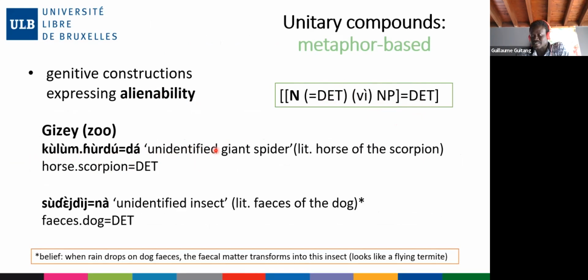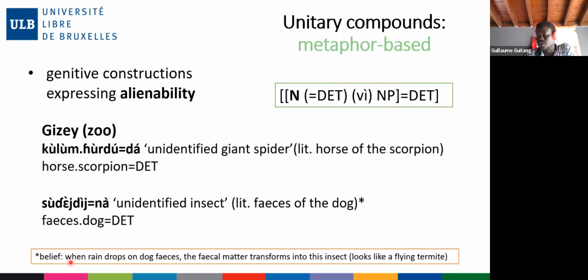So it is a kind of spider. You would agree with me that in the Linnaean classification, you wouldn't put spiders in the category of horses. So this is just a metaphorical projection of the qualities of the horse on that spider. You have a second example here, Sudeidina. So these are feces of the dog. You would agree with me that an insect can't be the feces of dogs.